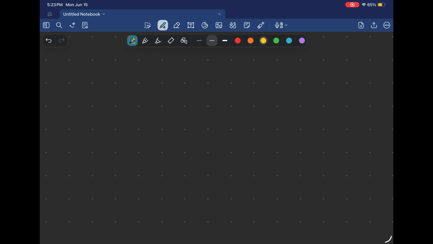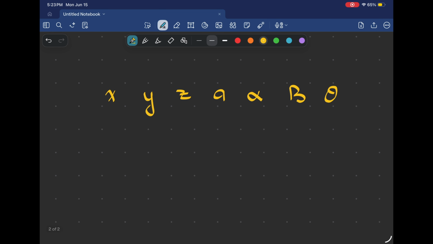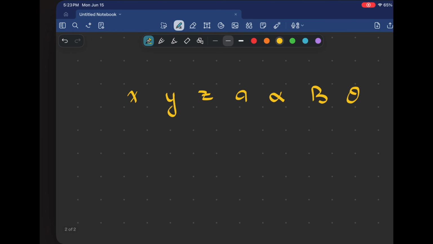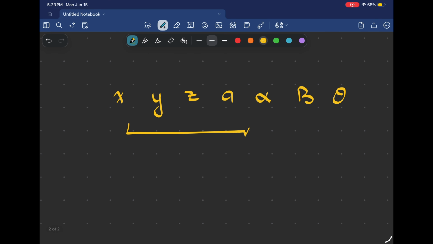Now, what exactly is a variable? These are all variables: x, y, z, a, alpha, beta, theta. The exact definition of a variable is a letter that is a representation of a number. Sometimes we are unsure of exactly what this number is. And sometimes this number can change.